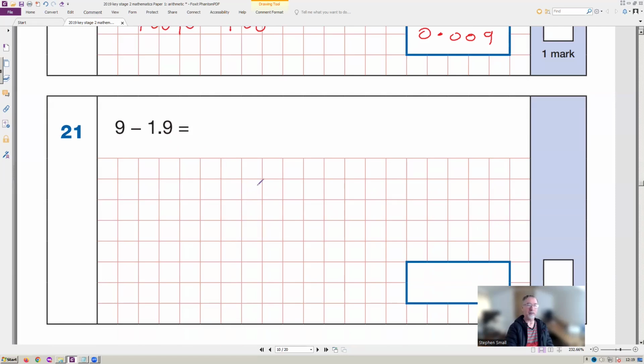But we can always do it this way. 9. And because we're dealing with a decimal, we put the decimal in. And we're taking away 1.9. 9 from 0, oh, it won't go. Cross off the 9, make it an 8. Put the 1 there. 9 from 10 is 1. 1 from 8 is 7. As we said, 7.1.